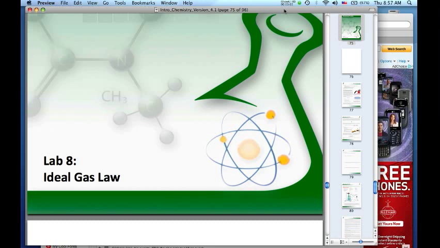Here's the prelab 8, the ideal gas law. The ideal gas law will work well at this temperature and pressure. Gases tend to act ideally at low pressure and high temperature. At high pressure, something like the surface of Venus, like 100 atmospheres, or low temperature, like close to liquid nitrogen, gases don't act very ideally, and they have attraction for each other.